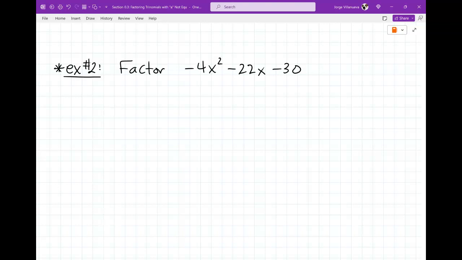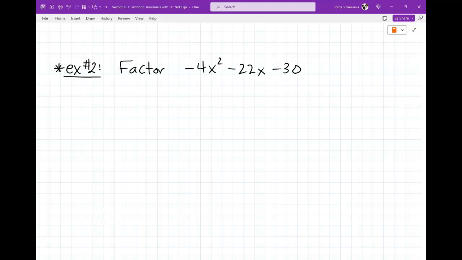So, sorry? The 22 and the 30, what about them? Or that the fact that they're bigger numbers, you mean? Maybe? They have a GCF, right?